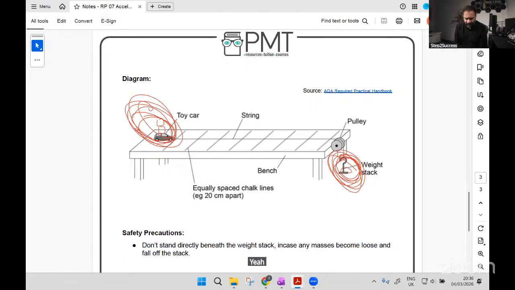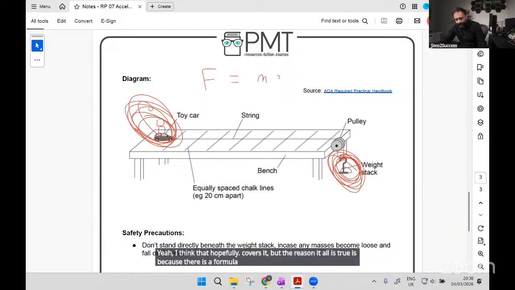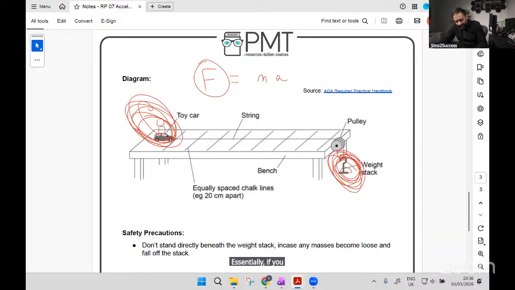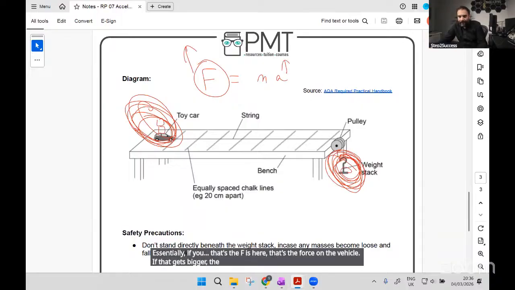I think that hopefully covers it. But the reason it all is true is because there is a formula, which is F equals ma. Essentially, F is the force on the vehicle. If that gets bigger, the acceleration will get bigger. Whereas if the mass gets bigger, then the acceleration has to get smaller. So it's really just that formula explains it.